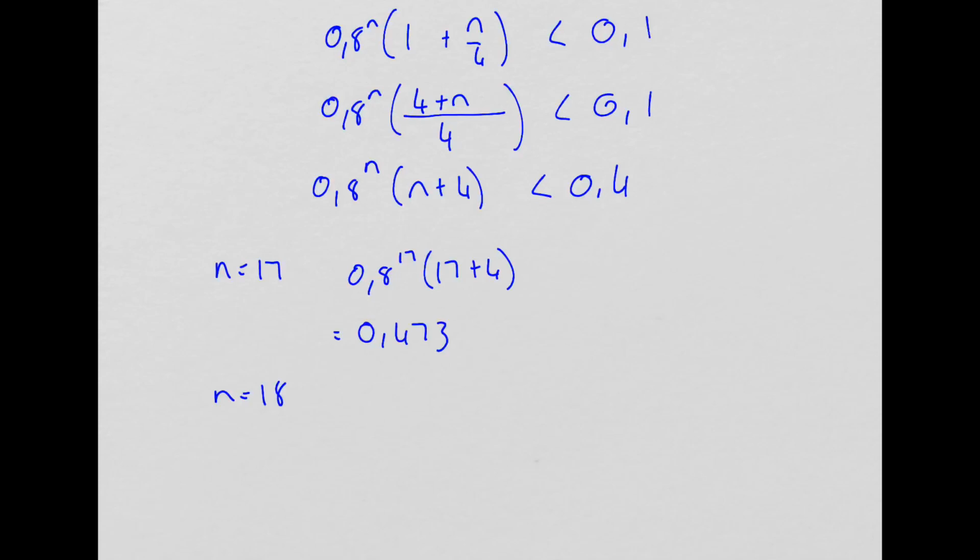So if n is equal to 18, then 0,8 to the power of 18 times 18 plus 4 gives us 0,396, which is less than 0,4. So in other words, the first natural number that satisfies this inequation is 18. Any natural number after that would also solve it. If you tried 19, 20, 21, all those answers will give you values that are less than 0,4. So our final solution then is that n is 18 or more patients.